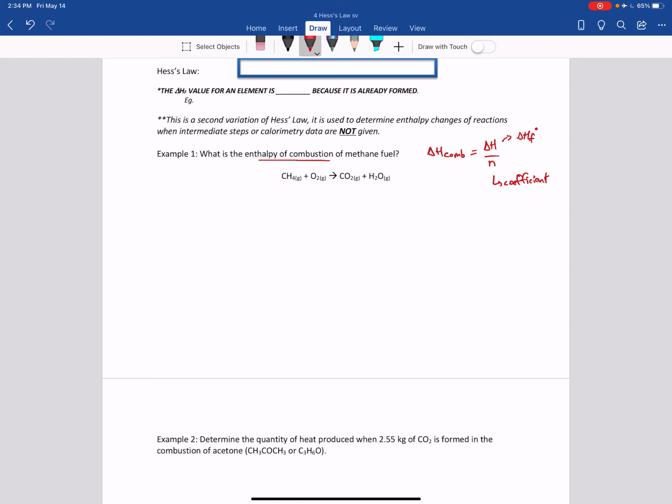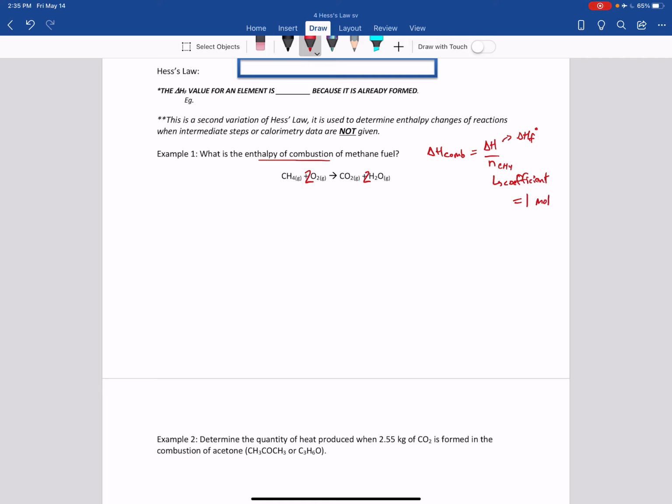Let's start off by balancing this, and you can always pause and try this yourself before you come back and check the answer. I'm going to do this quickly. Okay, so put a 2 in front of those there. Now, we know for methane, there's a coefficient of 1. So that means there's 1 mole in this reaction.